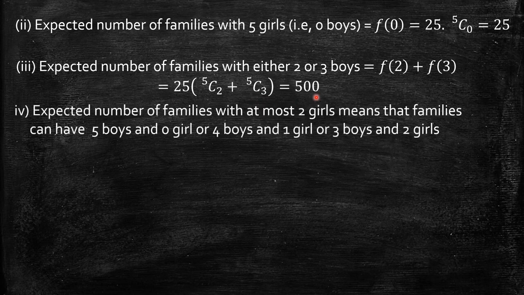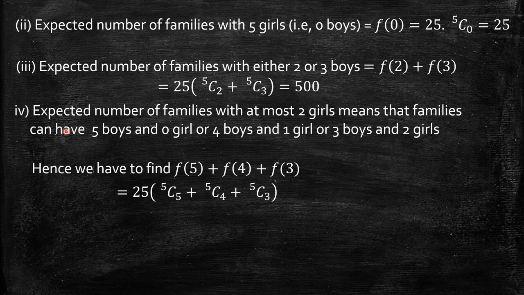The last problem here is expected number of families with at most 2 girls. So that means maximum 2 girls. So families can have 0 girl, 1 girl or 2 girls. In terms of boys, 0 girl means 5 boys, or 4 boys and 1 girl, or 3 boys and 2 girls, since they have 5 children each. So together it is 5 in each case.